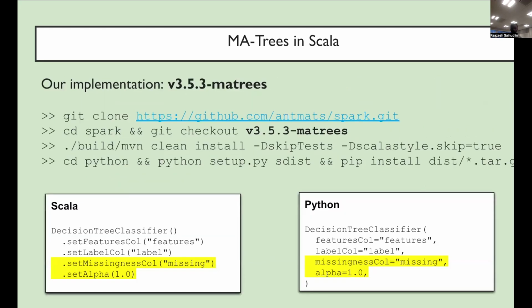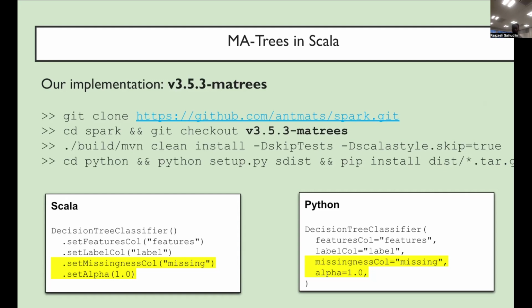So basically, what you need to do now is, this is the Scala. You have the decision tree classifier. You need to set the features and the label. But now you also set a missingness column, and you set the alpha parameter, or you use the PySpark wrapper, and you can do the same thing there. And so it's available. We can clone the repo, check out our branch, and then you build Spark from scratch, and you have our features.